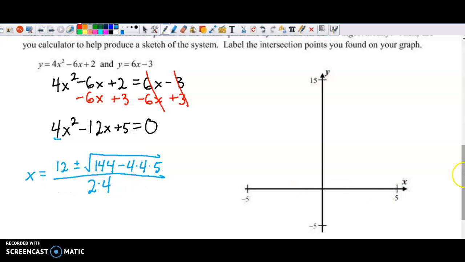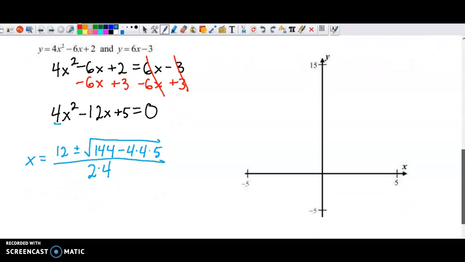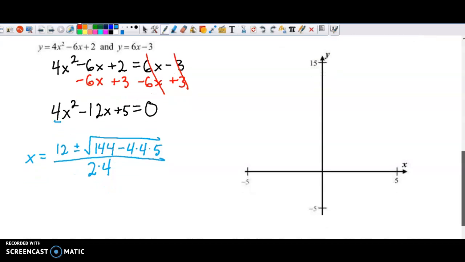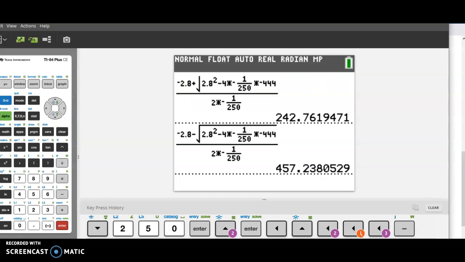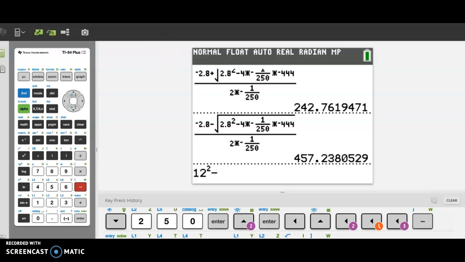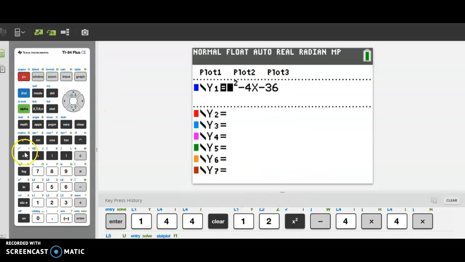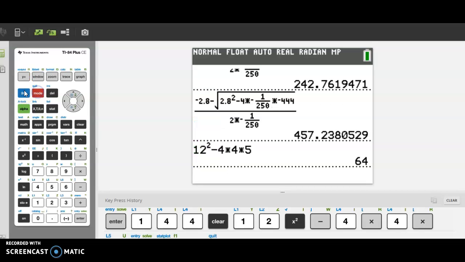So again, if we want our answer in simplest radical form, let's look at what's under the radical first. And maybe you don't know that 12 squared is 144, so you could type in 12 squared minus 4 times 4 times 5. All right, that's 64, but then you need to square root that. Sorry, I hit the wrong button.